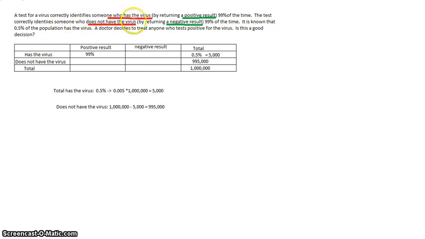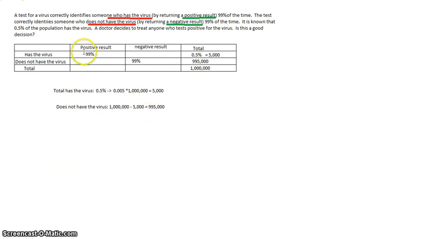The next one, someone who does not have the virus and a negative result. Does not have the virus and a negative result. So I'm going to find where those two boxes are together, and that's going to be in this spot right here, 99%.